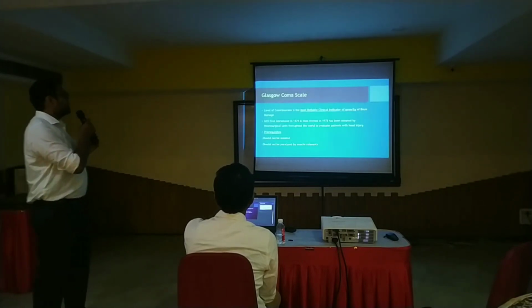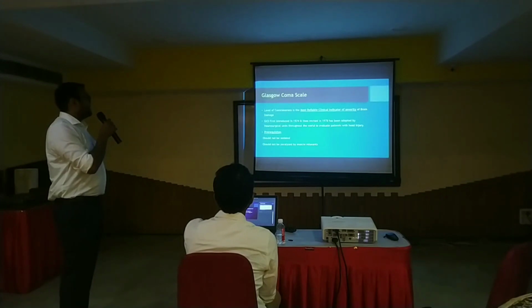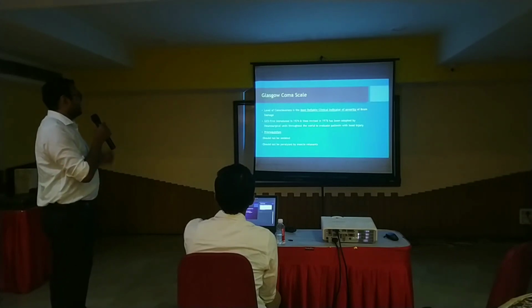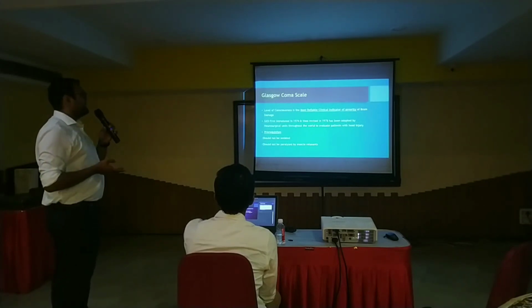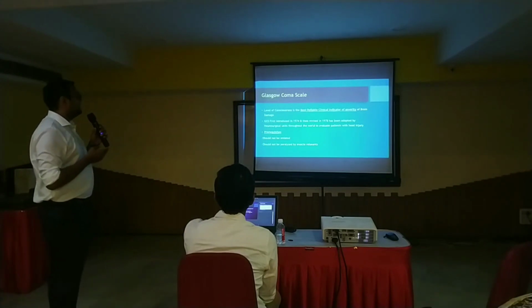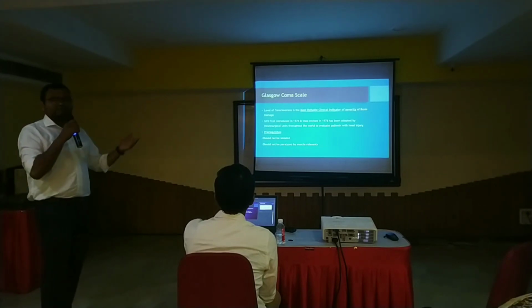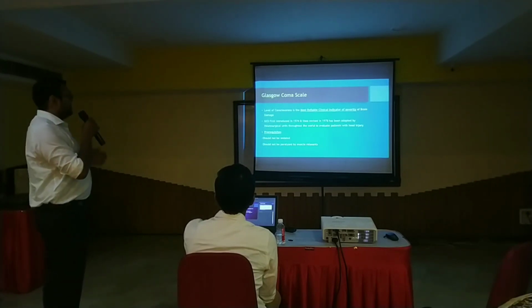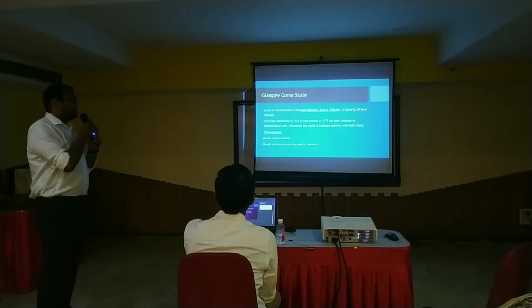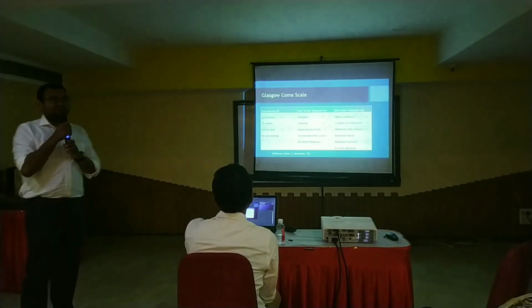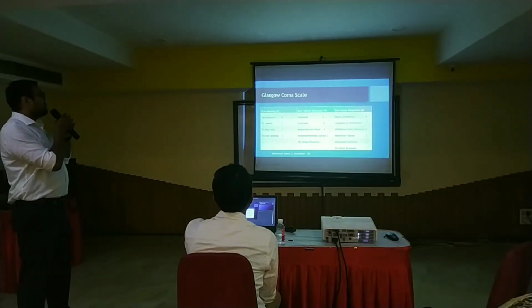So, coming to the Glasgow Coma Scale. In case of head injuries, level of consciousness is the most reliable clinical indicator of the severity of brain damage. GCS was first introduced in 1974 and then revised in 1978, and since then it has been adopted by neurosurgeons and practitioners all over the world, and it is a fairly reproducible scale. But prerequisites for assessing the Glasgow Coma Scale include that the patient should not be sedated and should not be paralyzed. So this is the Glasgow Coma Scale, as we all know.